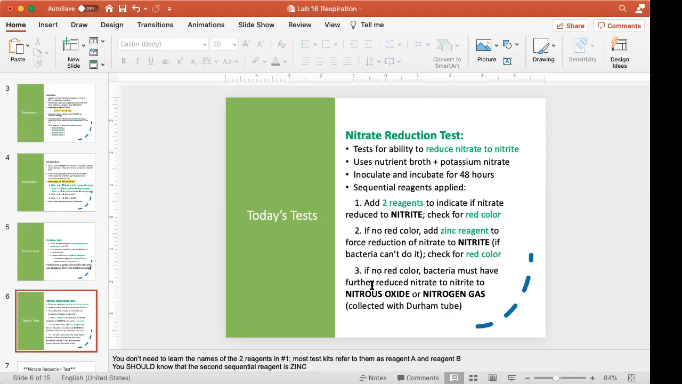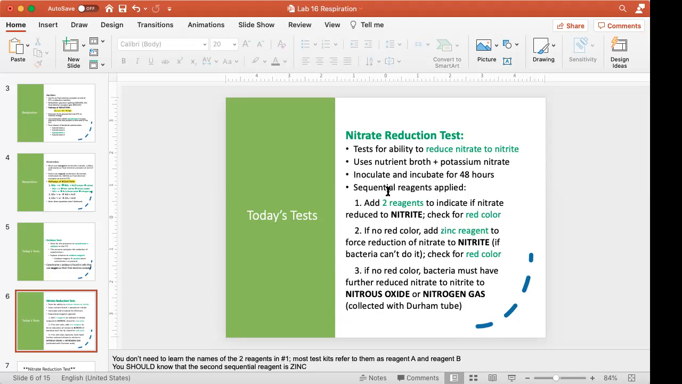Now, how do we know the difference? The nitrous oxide is going to just dissolve into the medium, but the nitrogen gas doesn't. So what we're going to do is put a Durham tube in here. We're going to put an upside down Durham tube in here.